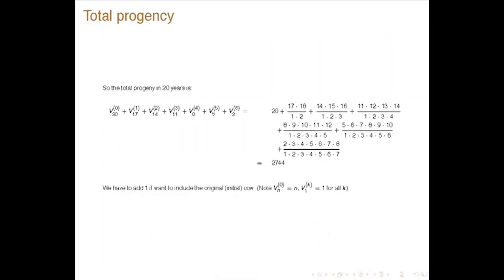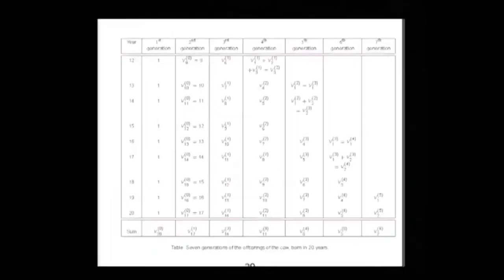So, total progeny produced by the Gomata is, you know, 20, 17, 1 plus 17, 14, 2 etc. So 20 plus 17 into 18 by 1 into 2 plus 14 into 15 into 16 by 1 into 2 into 3 etc. etc. Okay. So finally it will be 2744. So if we want to include the original initial cow also, we have to add 1, and that will be the total number. So this is the direct application of the.